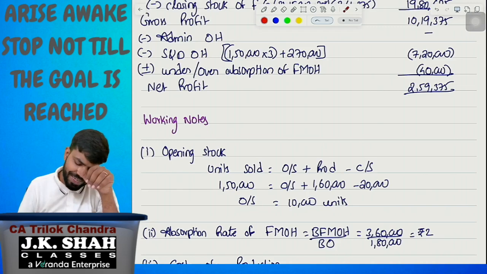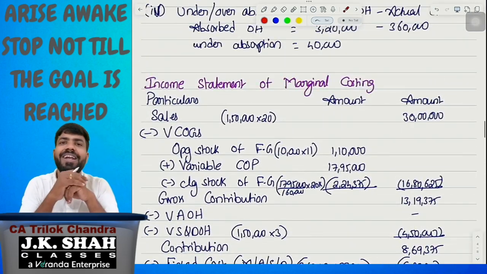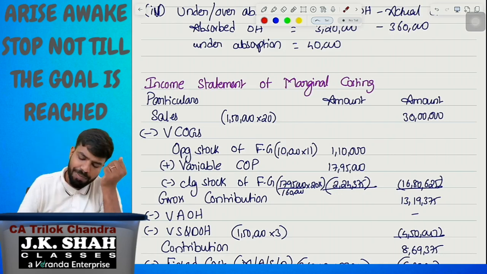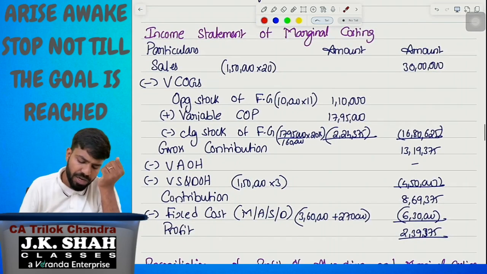Okay, now let us take the marginal costing. We all know that sales minus variable cost is contribution, contribution minus fixed cost is profit. But in variable cost, we are going to take first the variable manufacturing cost, and then we'll take the variable administration, selling and distribution cost. Okay, now look at here. Sales, I am taking 30 lakh rupees. Variable cost of goods sold. Opening stock of finished goods.